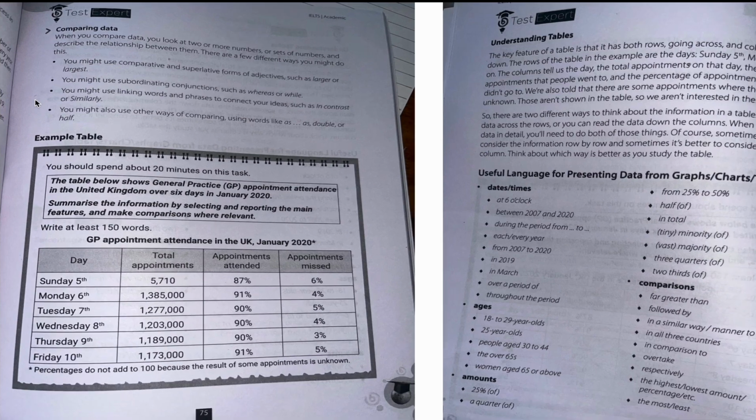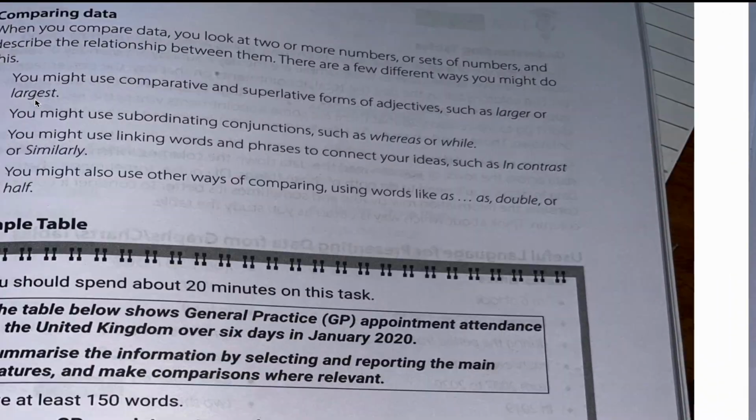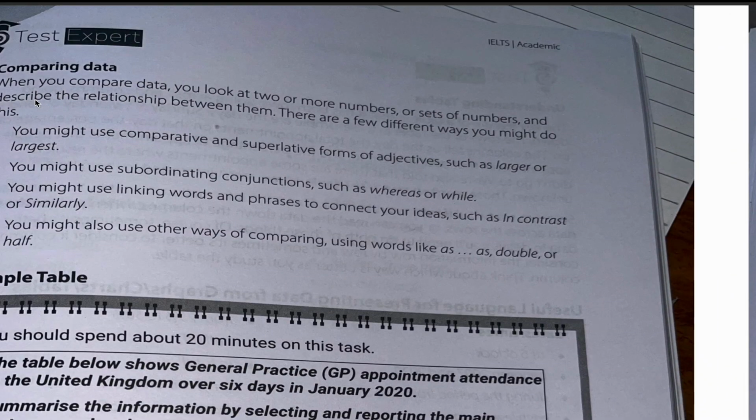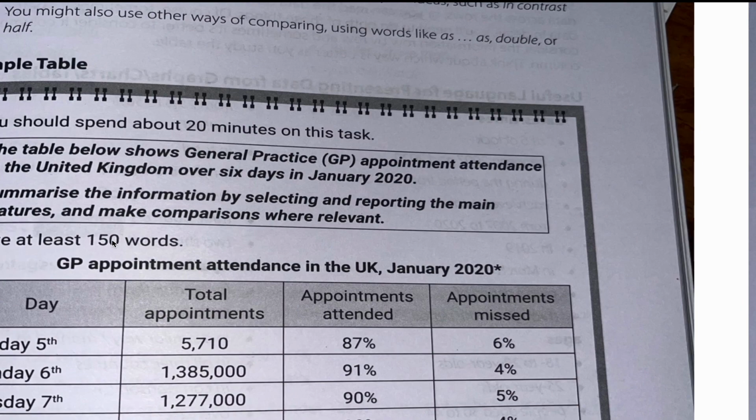So that's how you are supposed to do it, and you need to compare the data which is given. Let's see what kind of words you are supposed to be using in your answer. When you are comparing something, you need to use words like larger, largest, whereas, similarly, and double, half. You need to be using words like these in your work. And then we have the table.